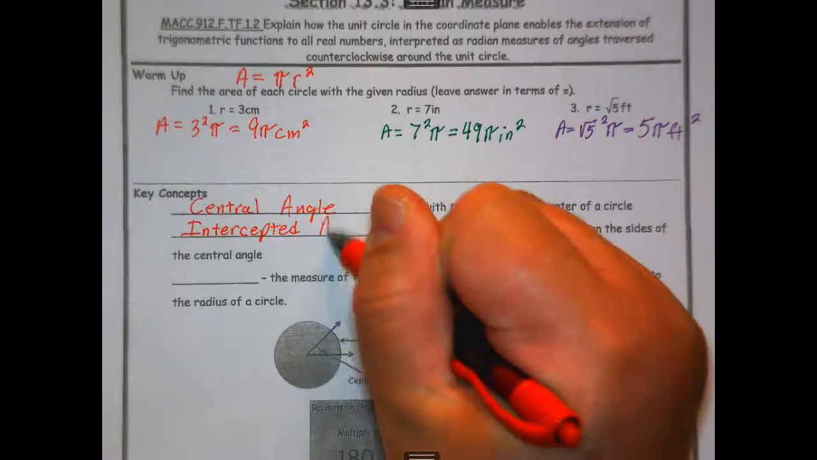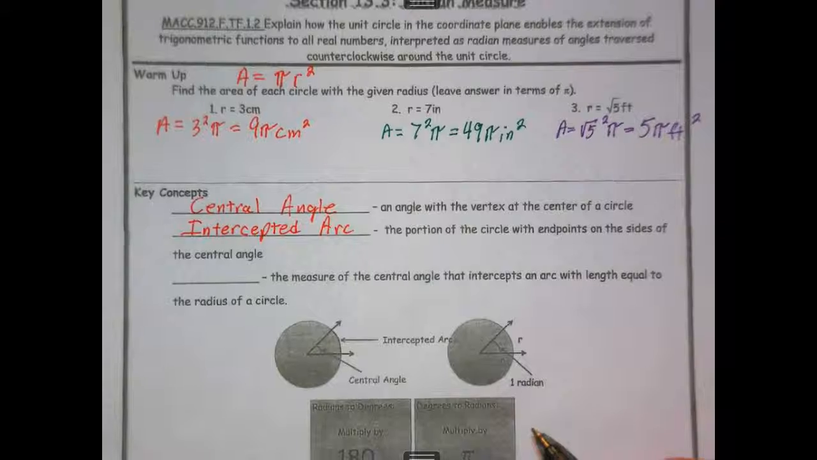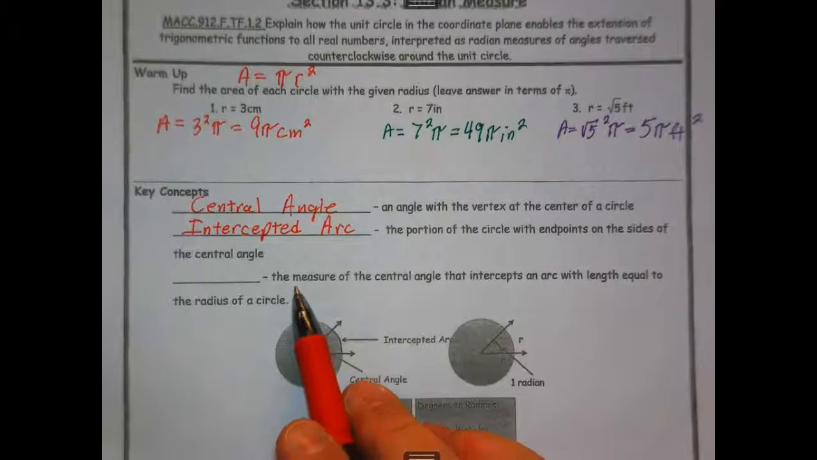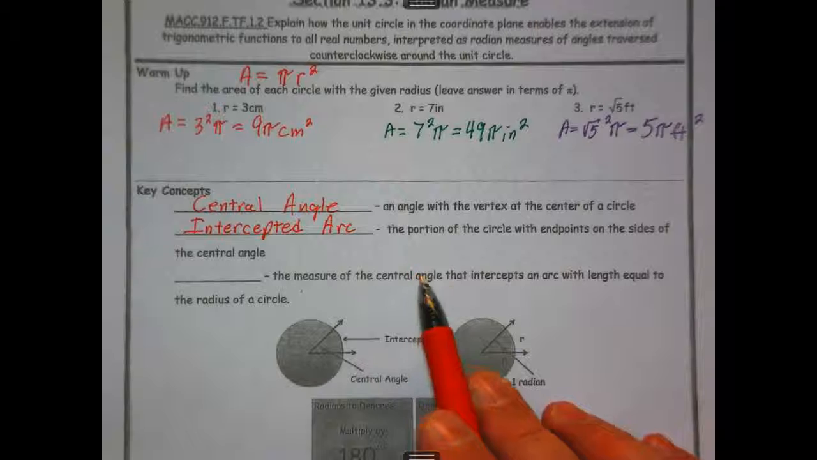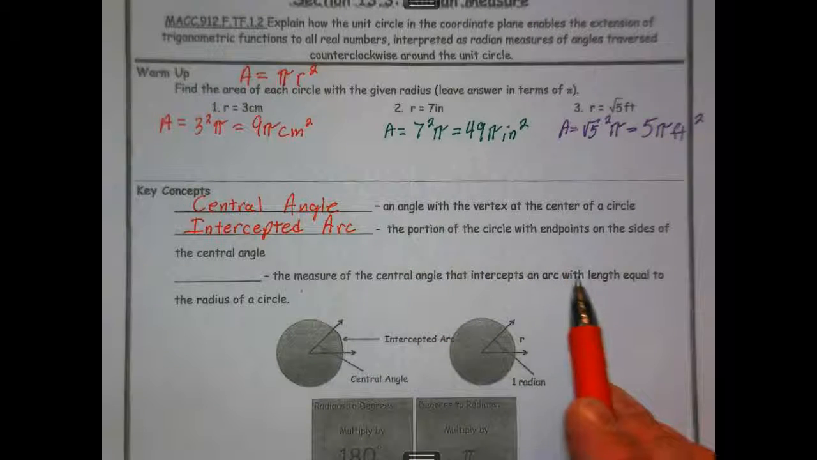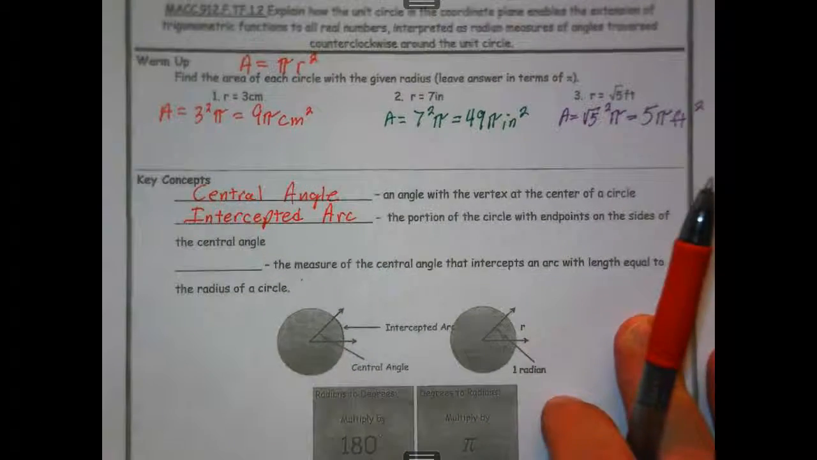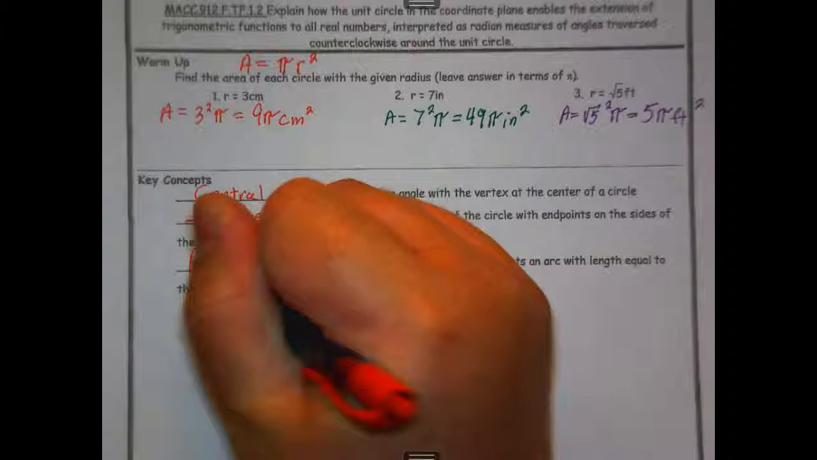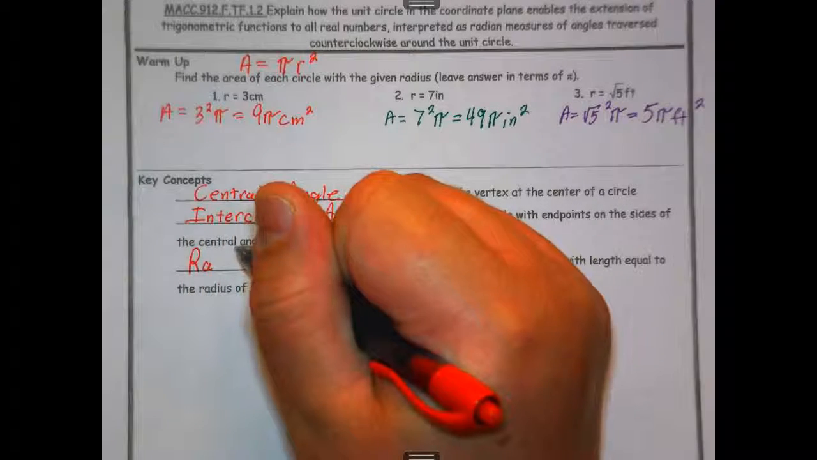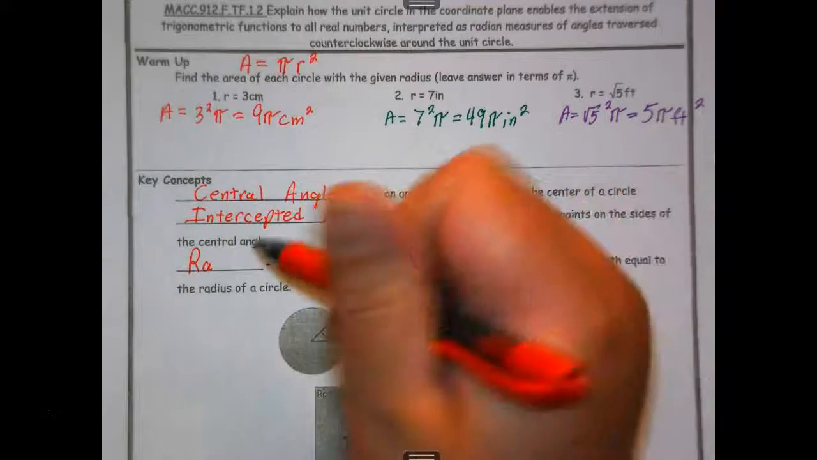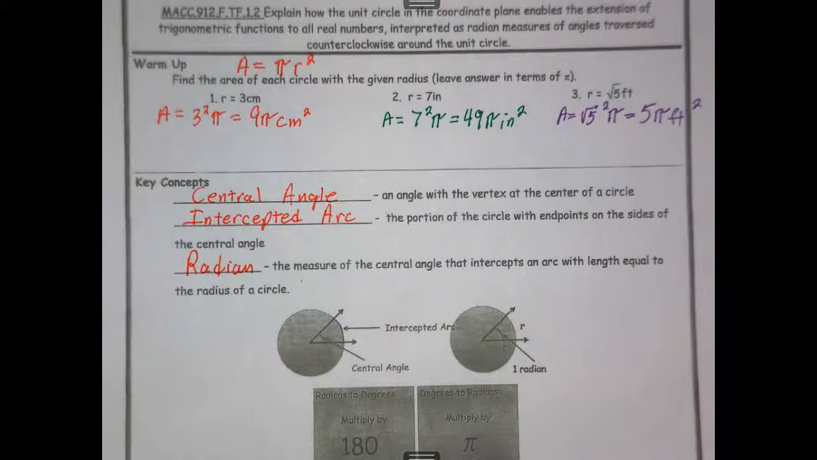Intercepted arc. And this one will probably be new to you. The measure of the central angle that intercepts an arc with a length equal to the radius of the circle. 1 radian. Good. A radian is the measure of the central angle that intercepts an arc with a length equal to the radius of the circle. You guys got that?